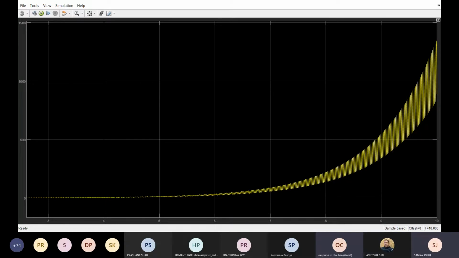Now we will run the other case. That time we made this change. At that time, the resistance of the transmission line was reduced from 0.02 to 0.001. So we had reduced it by a factor of 20. Earlier it was 0.020, now it is 0.001.